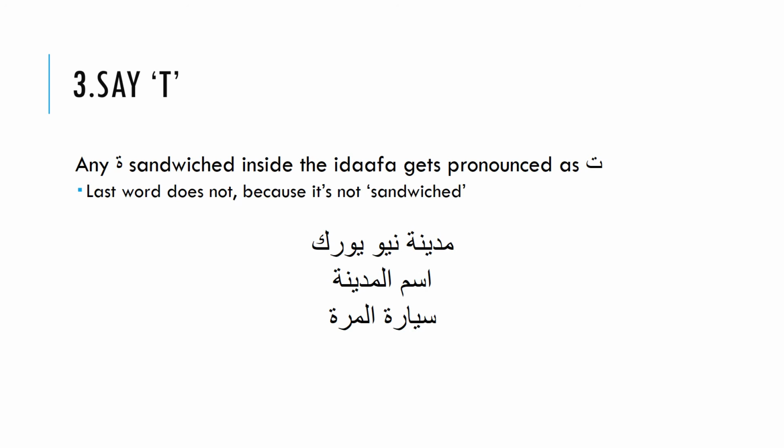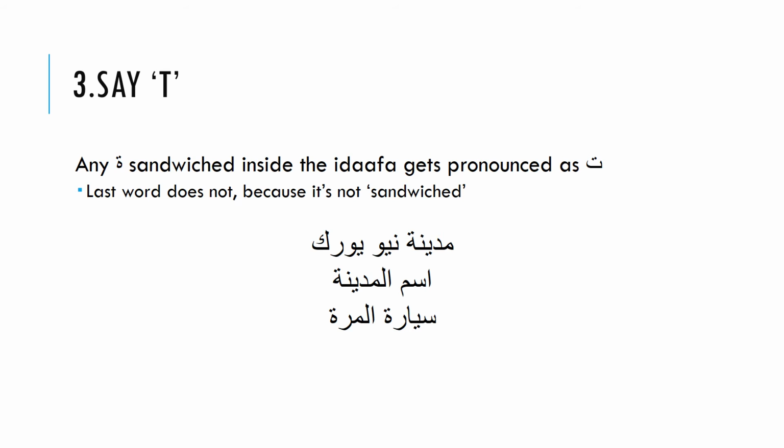It's not pronounced as a T, as we know. It's always pronounced as an A or an E sound, depending on the dialect. So we say Medinat New York. You hear that nice T there, Medinat New York. But Ism el Medina, we don't say the T. Medinat New York, Ism el Medina.